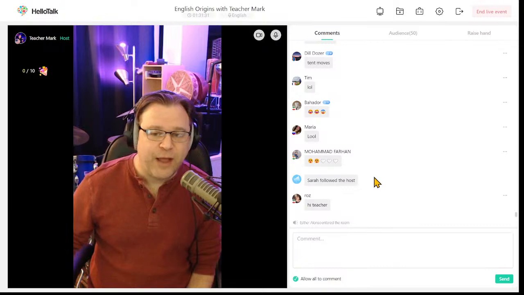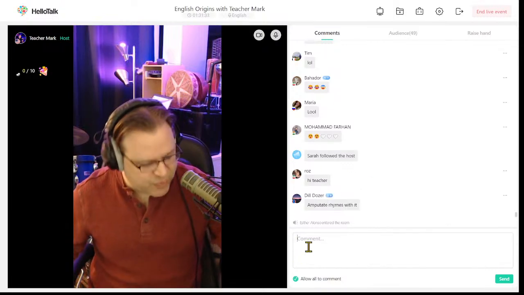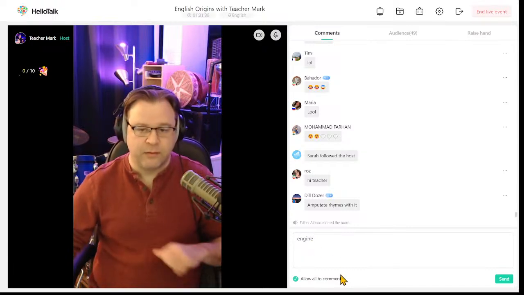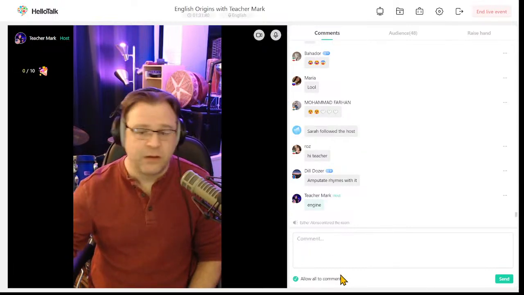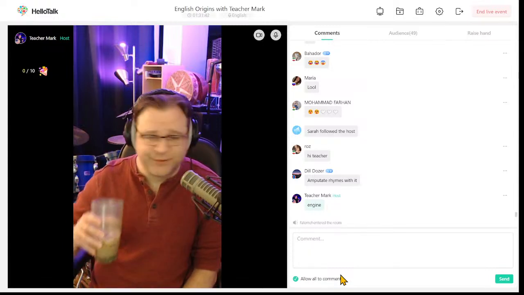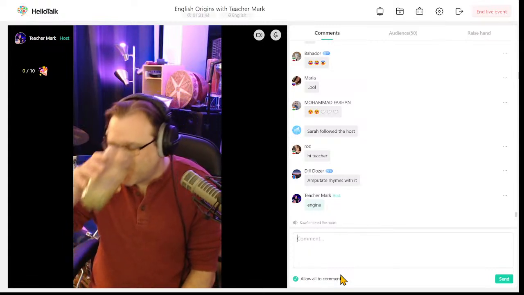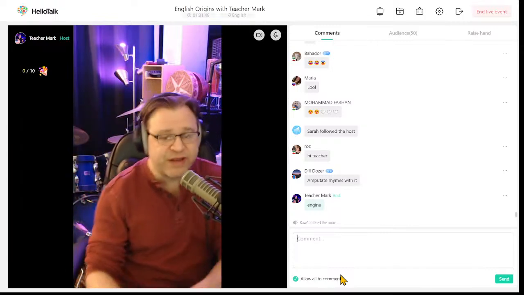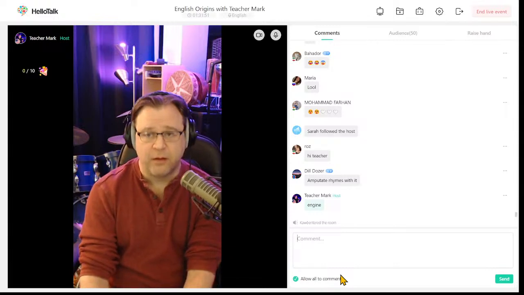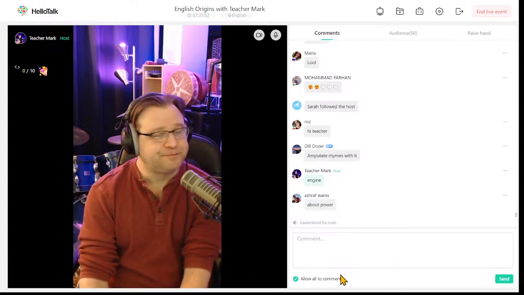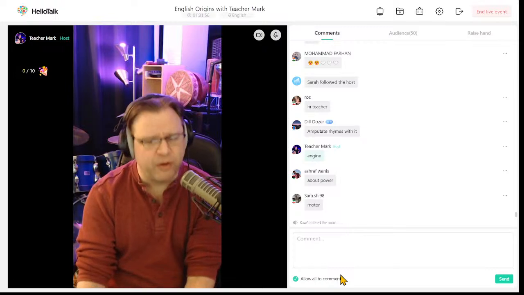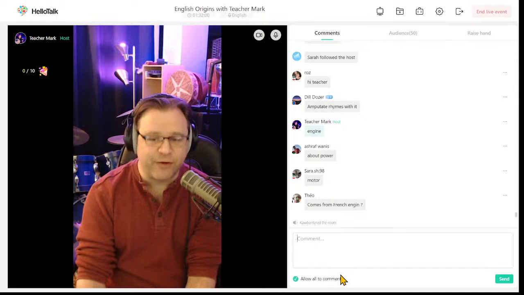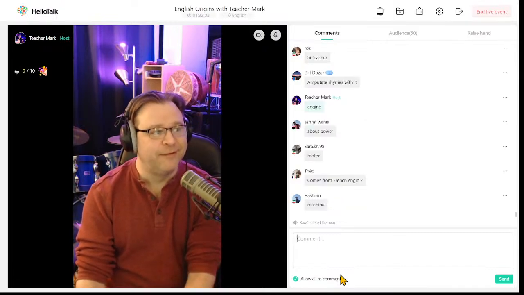How about this one? What about this? What is this word? Engine. What is an engine? What is an engine? Come on. About power, a motor, right? That's what it means now. That's right, Theo. It comes from the French engin, meaning clever.